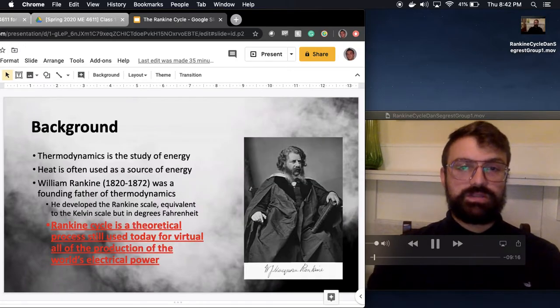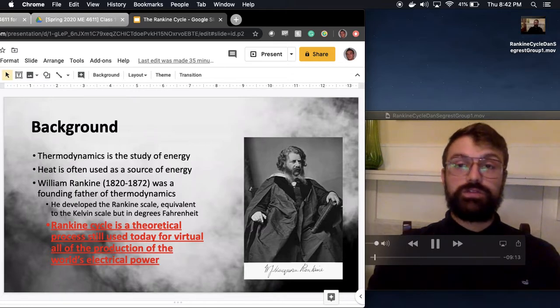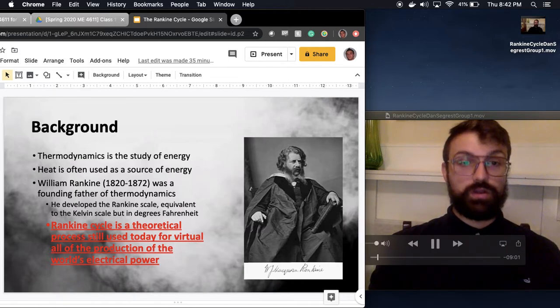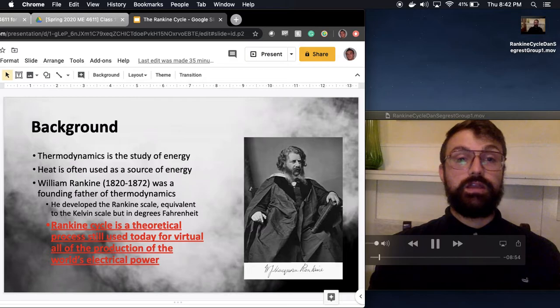So thermodynamics is the study of energy, and heat is often used as a source of energy. William Rankine was one of the founding fathers of thermodynamics, and he helped to develop the Rankine cycle, which is equivalent to the Kelvin scale but in degrees Fahrenheit instead of centigrade or Celsius. But most importantly, the Rankine cycle is a theoretical process still used today for virtually all of the production of the world's electrical power.